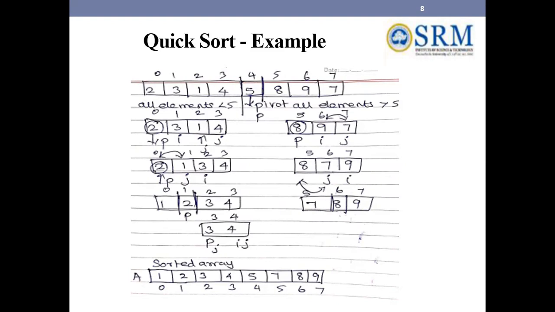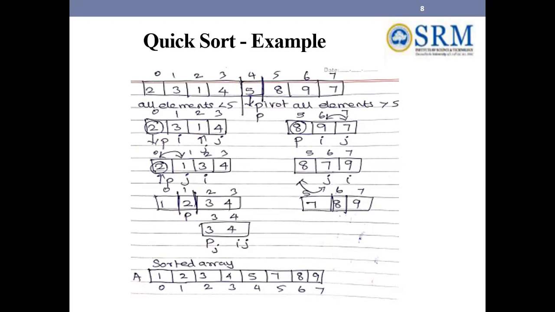After swapping, increment I, decrement J. Now I crosses J. In that case, J is the location of the pivot element. That is 6. 6 is the location of the element 8. So now swap the pivot with A of J. 7 and 8 are swapped. So see here, 8 is the split point. Before 8, we have only one element, no need to sort. After 8, we have only one element, 9, no need to sort.